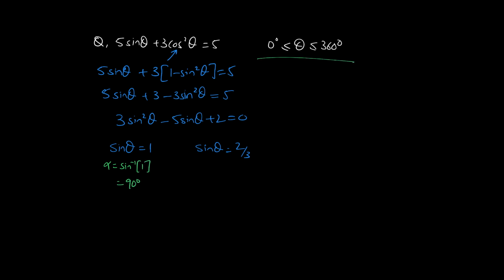Let's look at the range. It's all positive angles. Now 90 degrees, and sine theta is positive, so it's positive either in the first or the second quadrant. So the first angle of theta would be 90 degrees. The other angle is 180 minus 90, which is also 90, so let's just leave it over here.